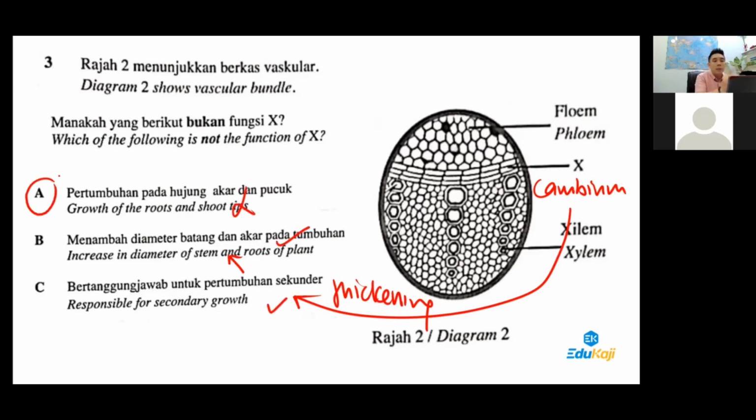This is wrong because the first answer is to do with, please write, primary growth. Okay, primary growth means the plant grows upwards and downwards. Okay, guys, number 3 is A.